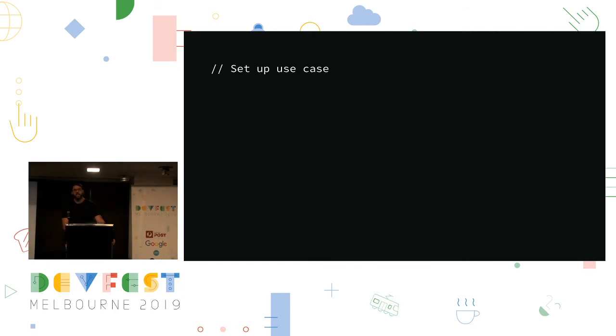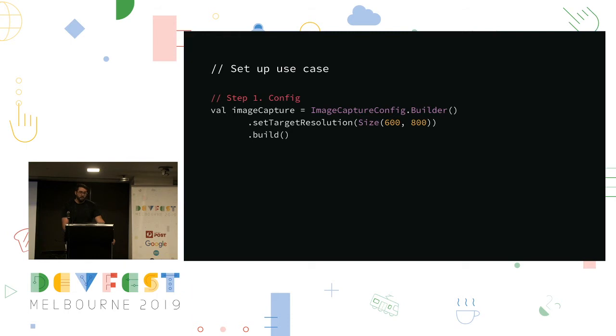It is a very straightforward API. There are 3 basic steps involved. Depends on how you break it down. I'm making it 3 here. We are going to use image capture as an example. Say that I have an app and I want to capture photos. Just take pictures. First, we specify parameters like the resolution, and we build our use case configuration object.